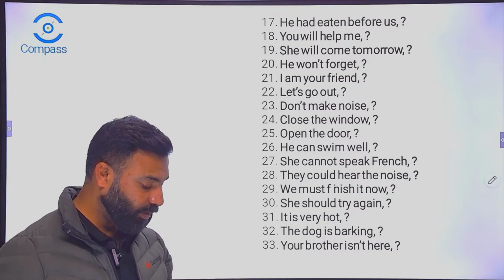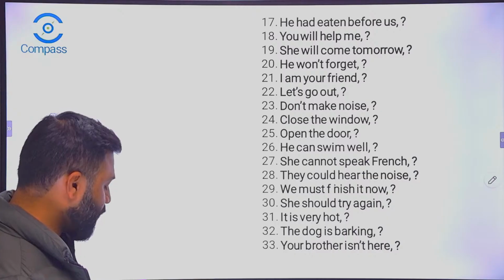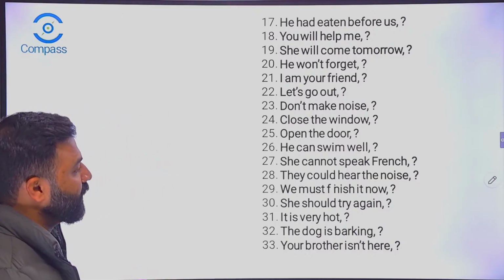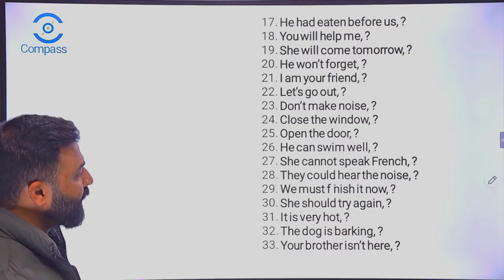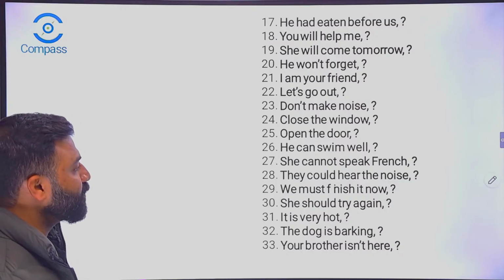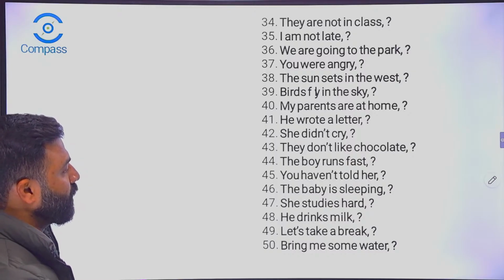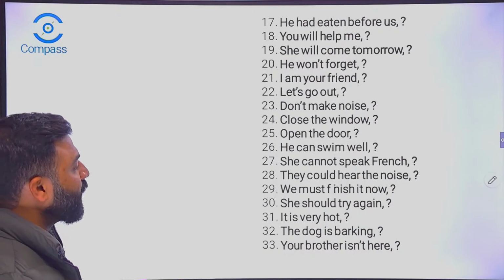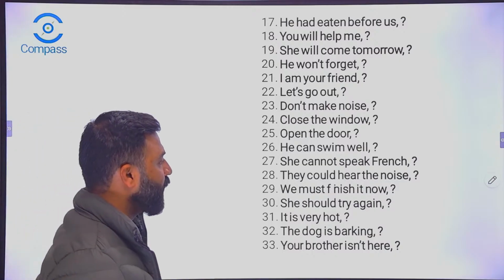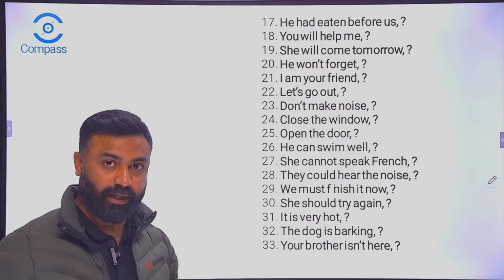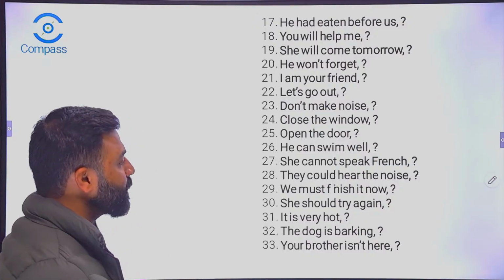Yes, children, come on. Okay. Again, Miss Thakur, can't he? That's correct. He can swim well, can't he? That's the right answer. 27th. She cannot speak French. And the answer is, can she? Okay. Can she is the right answer.